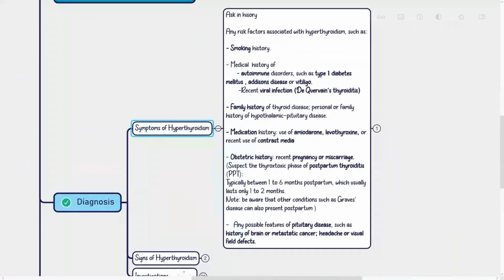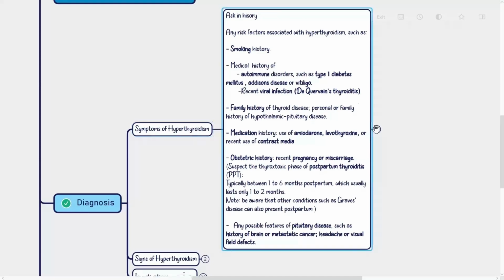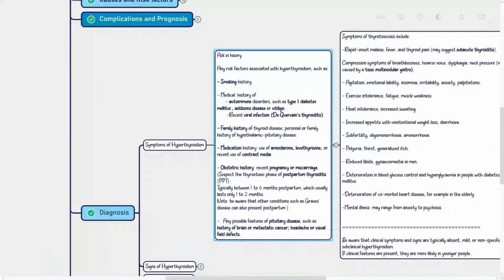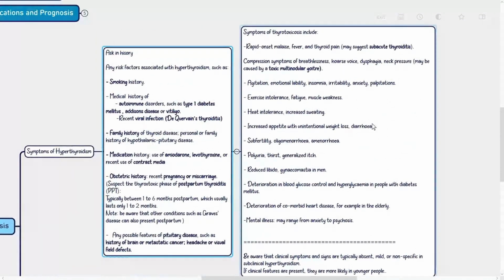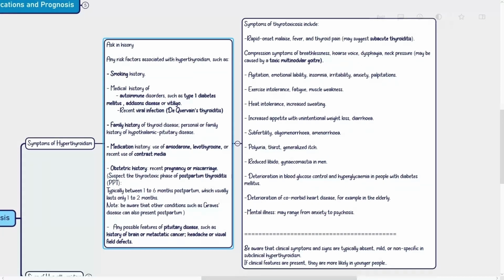Ask in history. Any risk factors associated with hyperthyroidism, such as smoking history, medical history of autoimmune disorders, such as type 1 diabetes mellitus, Addison's disease, or vitiligo, recent viral infection, Crohn's thyroiditis, family history of thyroid disease, personal or family history of hypothalamic pituitary disease, medication history, use of amiodarone, levothyroxine, or recent use of contrast media, obstetric history, recent pregnancy or miscarriage.